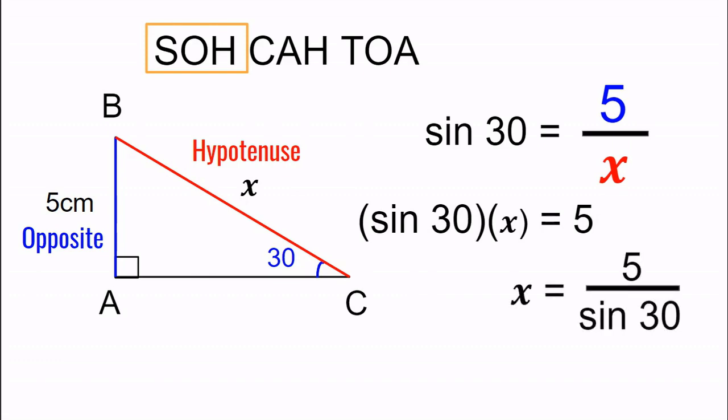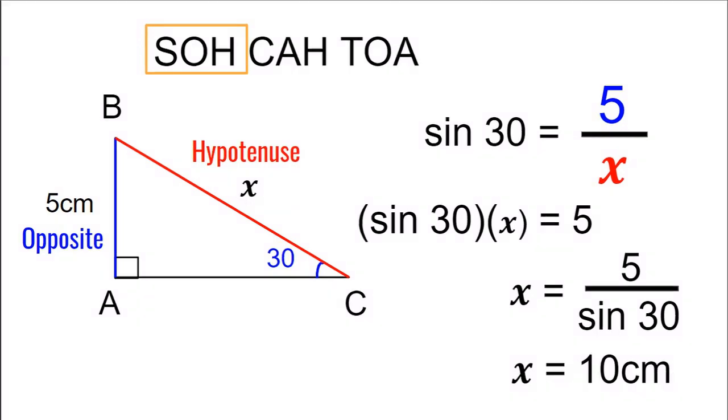So now x equals 5 over sine 30. Now on your calculator, look for a button that says sine, and this button can be used to figure this equation out. So on your calculator, do sine 30, and then do 5 divided by sine 30. And this should give you the answer of 10 centimeters. So x is 10 centimeters.